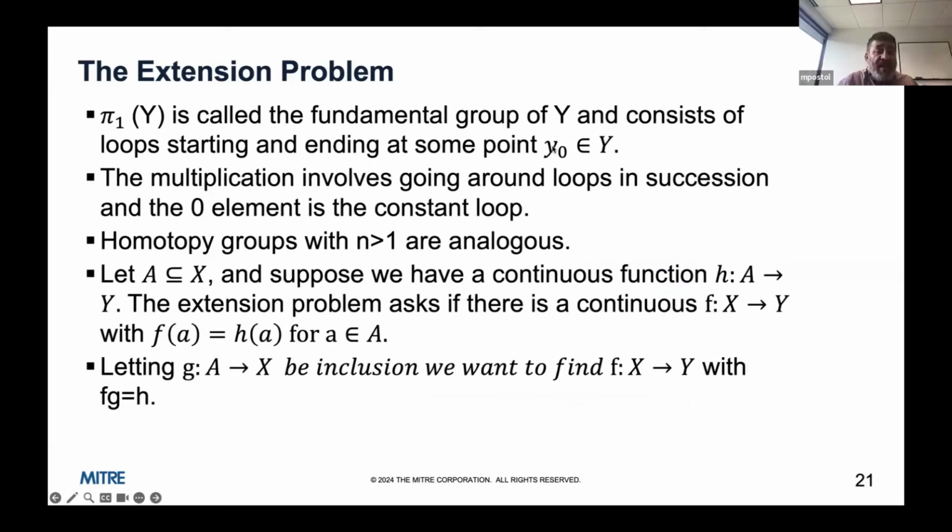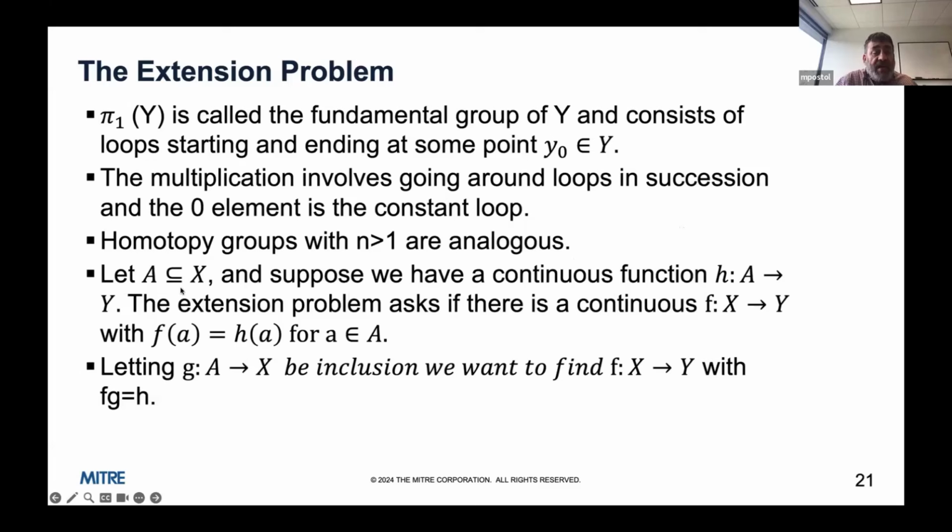All right, so our example, pi_1 of Y is the fundamental group. It consists of loops starting and ending at some point y0, because what you're doing is mapping a circle to Y. So it's the set of all the loops starting at y0 and coming back there. They have a natural multiplication, which is you go around one loop and then you go around the other loop. And the 0 element is the loop where you start at y0, end at y0, but don't go anywhere else. It's the constant loop. And with n bigger than 1, they're analogous homotopy groups.